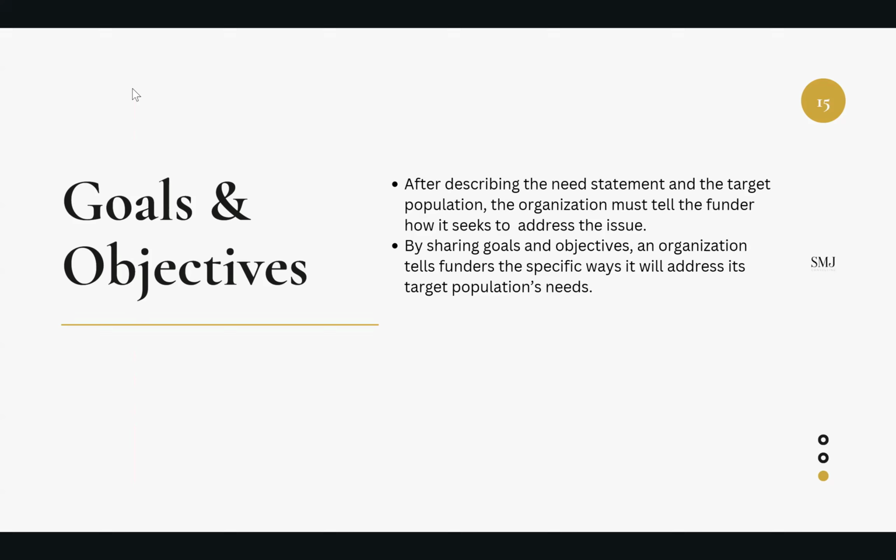It doesn't mean that what you're working on is not important. It doesn't mean that the work you do is not effective. They're just not in alignment between your work and the interest of the funding opportunity.